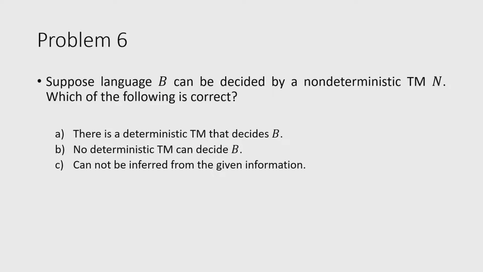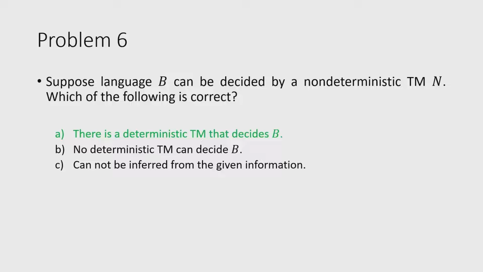Now let's move on to the sixth problem. Suppose a language B can be decided by a non-deterministic Turing machine N. Then which of the following is correct? Option A is there exists a deterministic Turing machine that decides B. Option B is that no deterministic Turing machine can decide B. And option C is it cannot be inferred from the given information. The answer to this problem is A, there exists a deterministic Turing machine which can decide B.